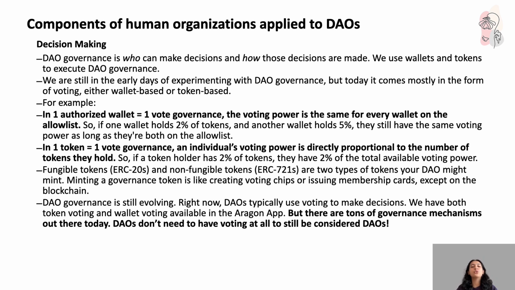Today, DAOs don't need to have voting at all to be considered DAOs. This is important. So if I talk about different DAOs, they could have different styles. If I'm talking about the token-based voting systems, one token is equal to one vote. Makes sense? And if you hold 2% of the tokens, you hold 2% of the voting power. And then if we talk about the wallet-based voting, irrespective of how many tokens are there in that wallet, if you have one wallet, you have one voting power.